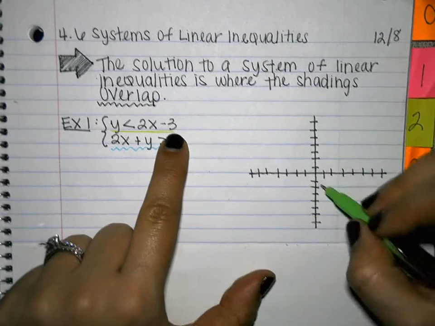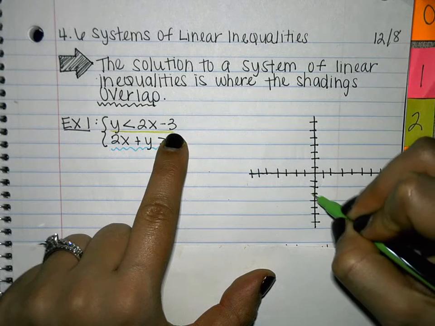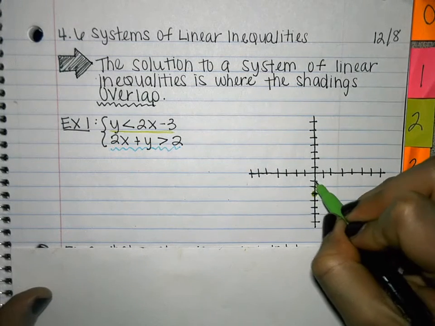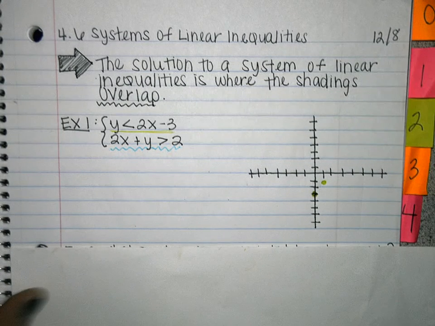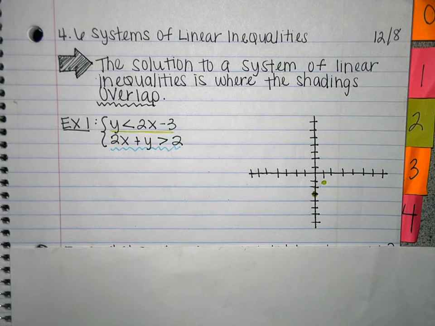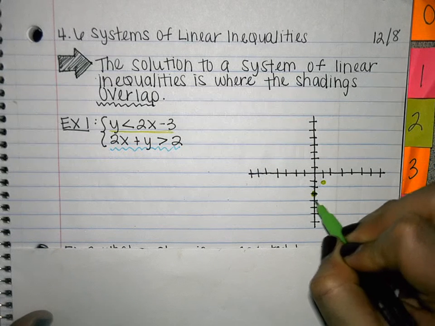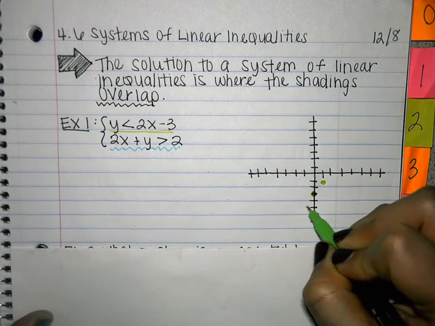So for this one, my y-intercept is negative 3, so I'm going to go down 3. And my slope is positive 2. So I'm going to go up 2 over right 1. And then I always like to do a third point. So from my intercept, I'm going to go down 2, left 1.